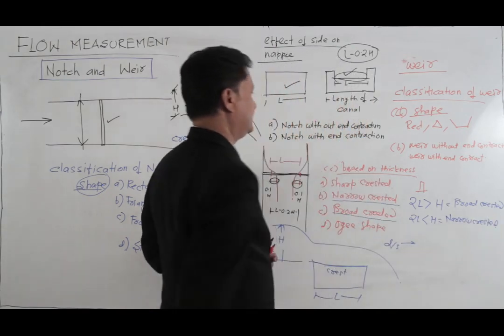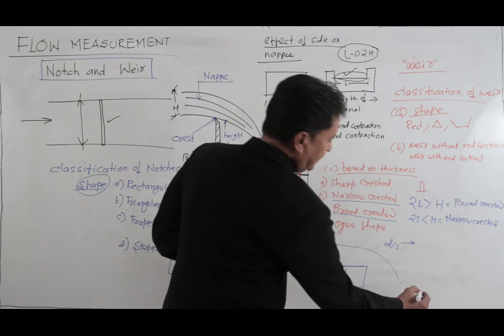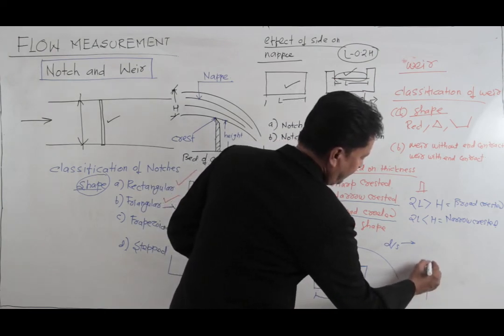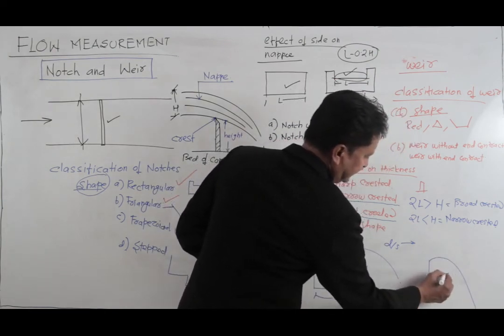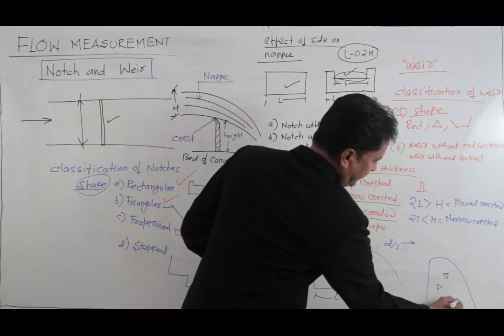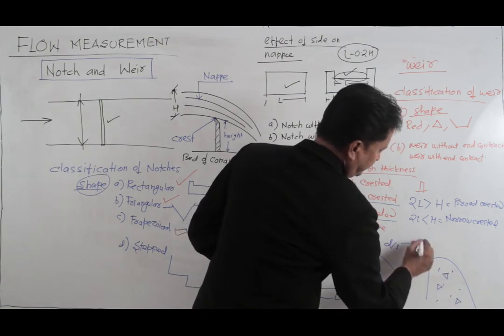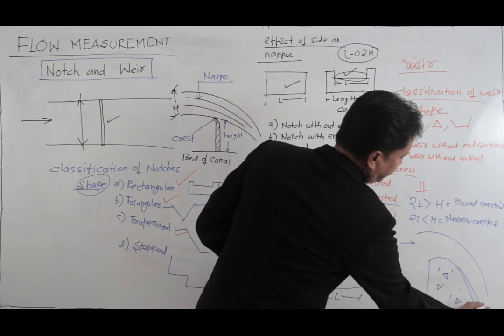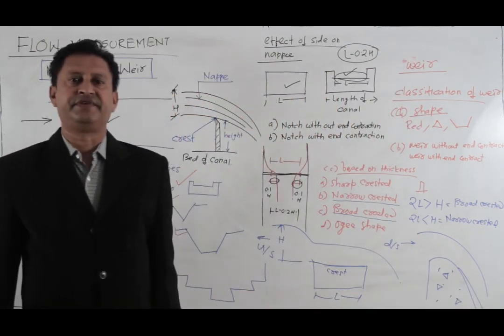And last is the ogee shape. In ogee shape, the shape of the weir is just like this. It is made of cement concrete, so water will flow like this on this. So this is known as the ogee shape weir.